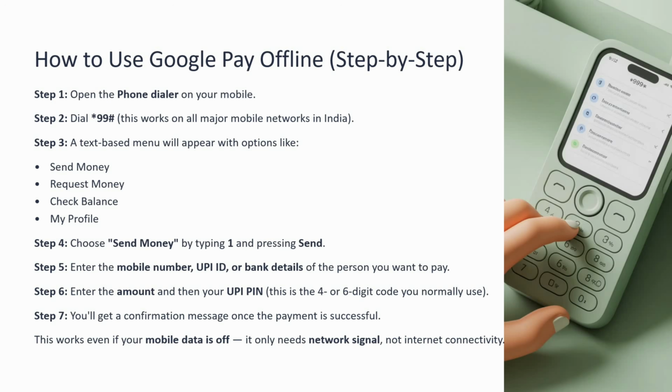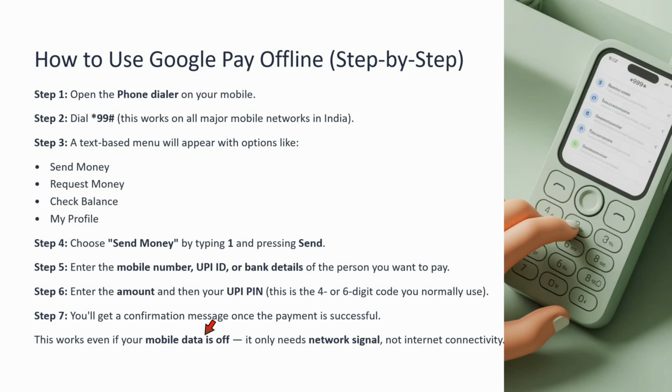Now we will see how to use Google Pay offline. First, you have to open the phone dialer on your mobile. Then dial *99#. A text-based menu will appear with options like send money, request money, check balance, my profile. Choose send money by typing 1 and pressing send. Then you have to enter the mobile number, UPI ID or bank details of the person you want to pay. Then enter the amount, then your UPI PIN. Then you will get a confirmation message once the payment is successful.